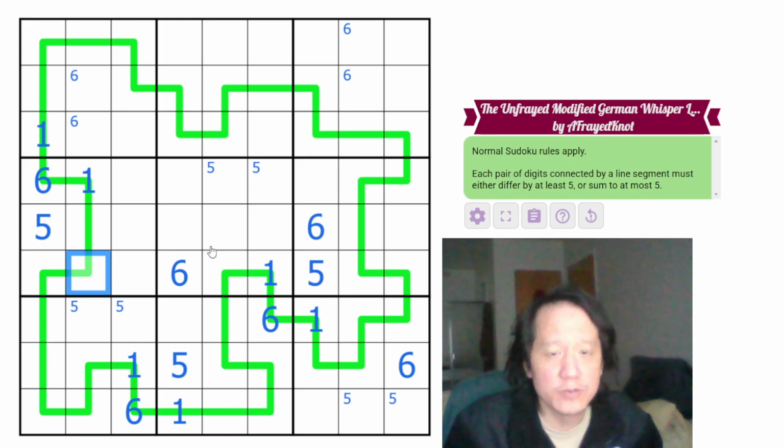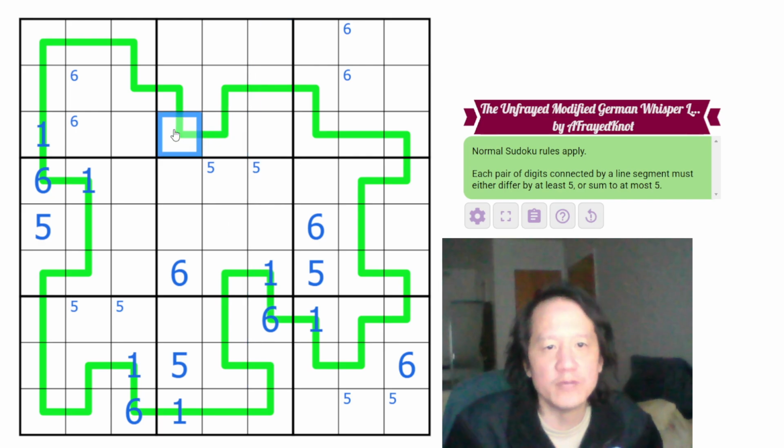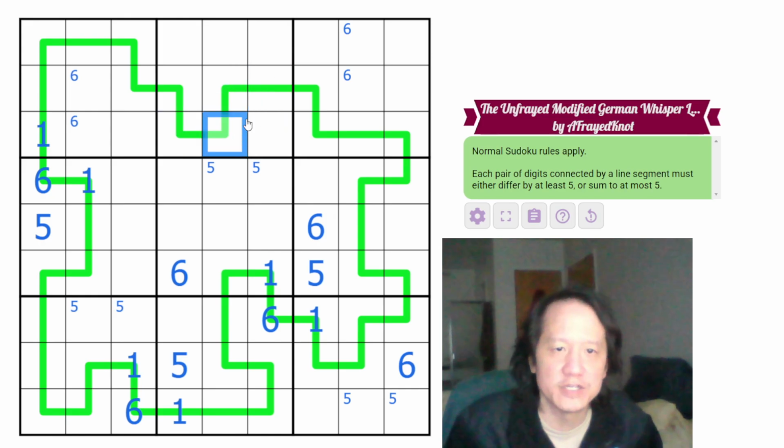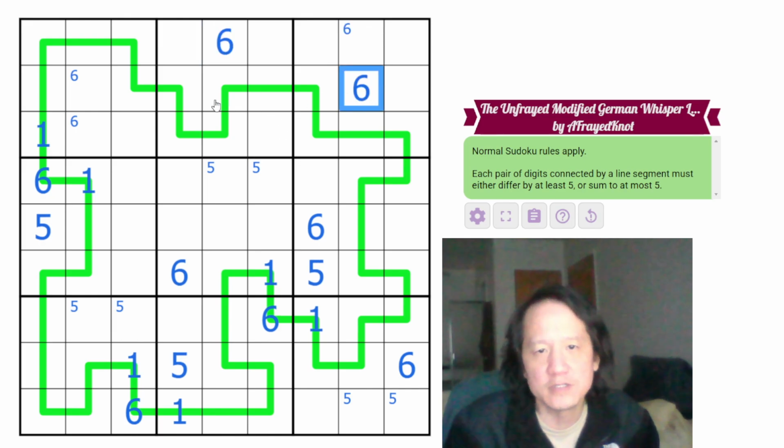Okay, so what do we have left? 6 cannot be here. If the 6 were here, it would be next to 2 unique digits, which is not possible. Therefore, this must be a 6, which means this can't be 6. This has to be 6, which means that can't be 6. Therefore, this is a 6.